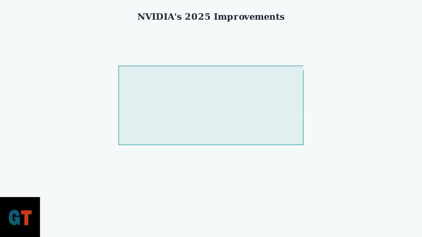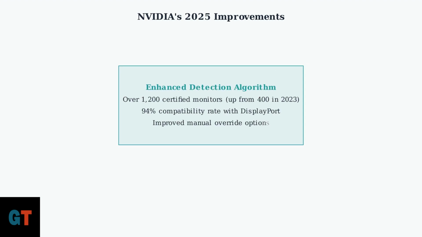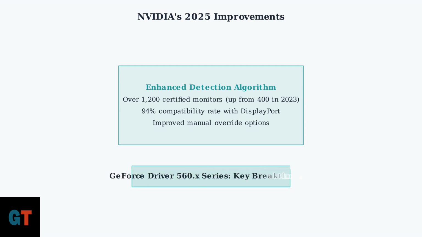Nvidia has made remarkable progress in 2025. Their enhanced detection algorithm now automatically recognizes G-Sync compatibility in most FreeSync monitors, and the list of officially certified monitors has tripled to over 1,200 models. The GeForce Driver 560.x series represents a major breakthrough, introducing improved manual override options and better compatibility testing algorithms that reduce the chances of G-Sync options not appearing.